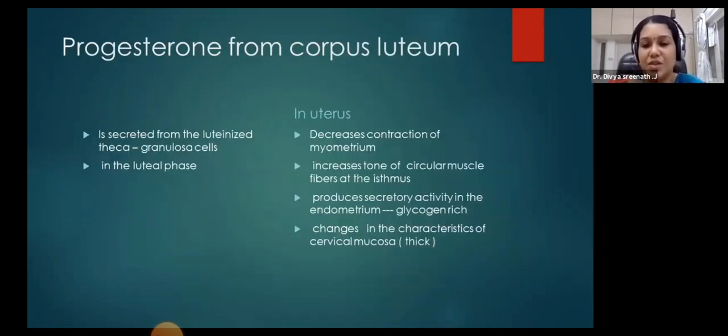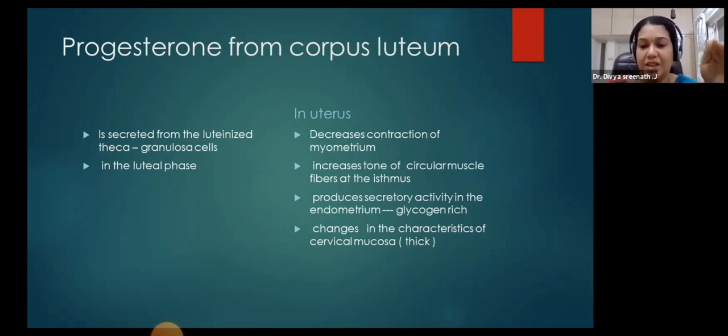The main function of progesterone hormone is to decrease the contraction of the myometrium, because every month the uterus is expecting a pregnancy. If pregnancy occurs by chance, the myometrium should be maximally supporting that pregnancy. So progesterone has a role in reducing the contractions of the myometrium, and it also increases the tone of the cervix. It closes the isthmus, the lower portion of the uterus, and it supports the pregnancy that much.